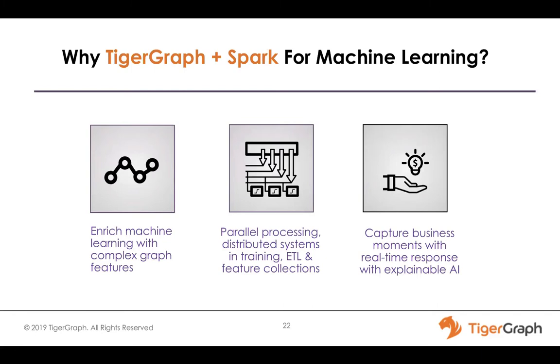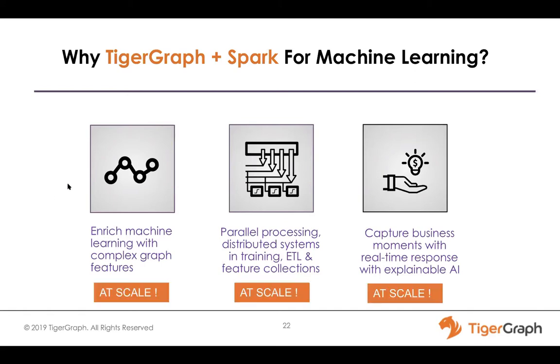TigerGraph really enriches Spark in the machine learning process with complex graph features. Because of this performance, you can capture a lot of business moments with real-time response and explainable AI. I mentioned explainable AI before: you can talk about your model, your prediction, and decision-making using the explainable interface. And everything is done at scale. So when you use TigerGraph and Spark together, you can deal with large data sets all together at scale.